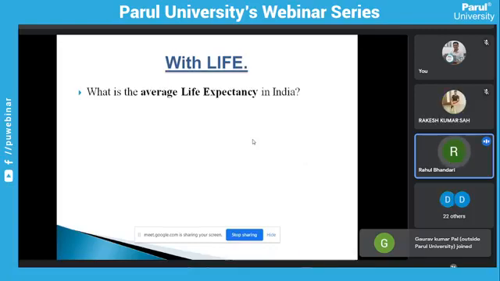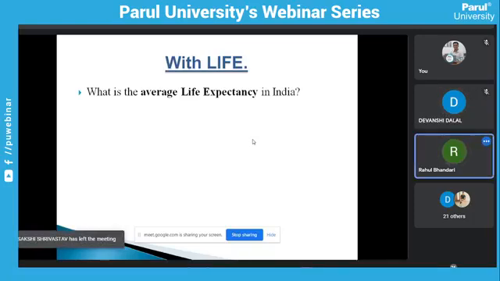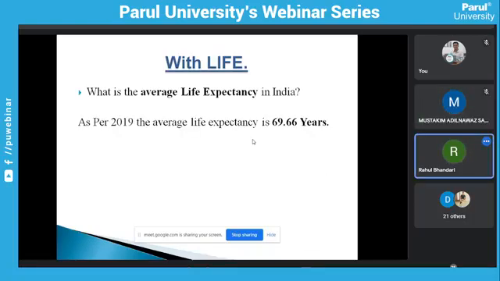Before explaining the life scenario, can anyone tell me the average life expectancy in India? 60 to 65 years. Okay. Anyone else? Max 70 years. Okay. As per the 2019 data, the average life expectancy in India is 69.66 years, equivalent to 70 years. Now, another question, friends. What is the retirement age in India?